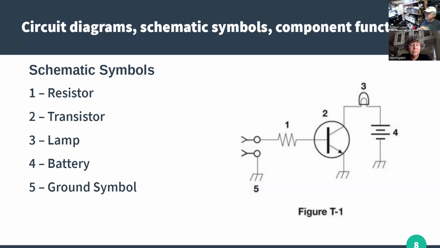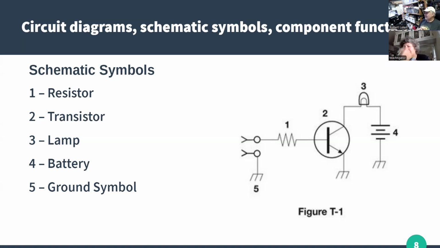Okay, these are some standard symbols. Number one, we talked about, is how you represent a resistor. Number two, if you remember, is a bipolar transistor. Number three, you haven't seen before, that's a lamp. You don't see them much anymore, but old radios and things used to have little pilot lights to light up the dial. It was like a little flashlight bulb, so you can see where you're dialing.